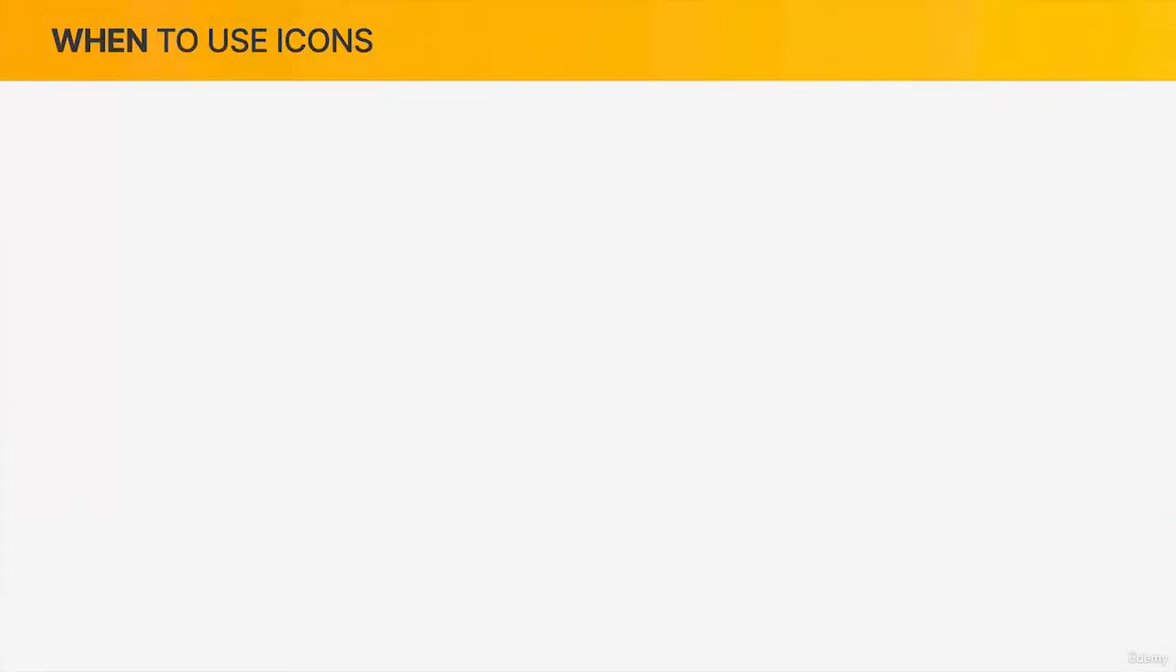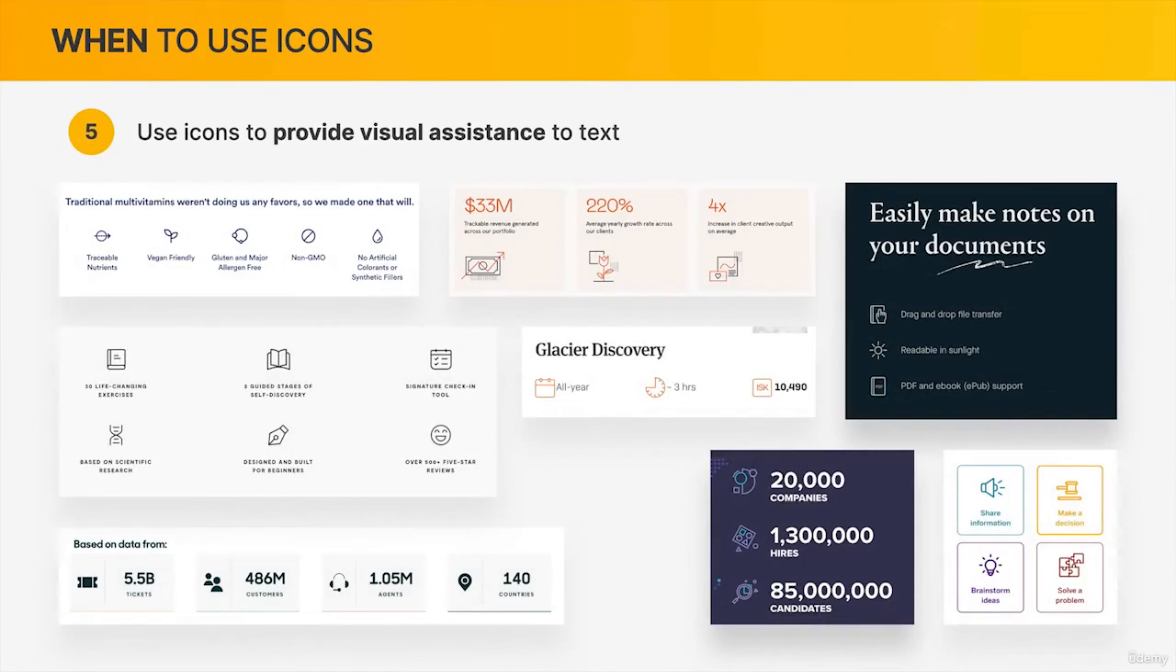One very common use case is to use icons in order to provide visual assistance to text, like in all of these examples. You have some piece of text, and then you have a small icon somewhere close to that text, which makes it easier to scan and understand the text, and also provides some interesting visual detail and, again, visual assistance to the text itself.